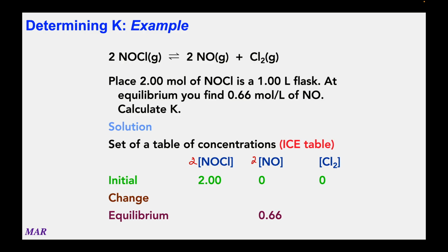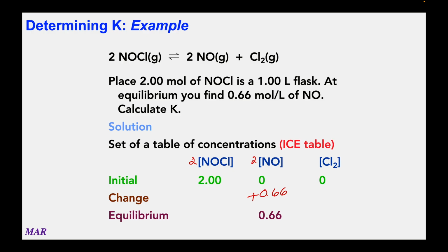Now, the change shows how much the NO in the middle column goes between the initial point and the ending or equilibrium point. And you can probably see that NO is increasing by 0.66 moles per liter. Remember, there was nothing to begin with, and at the end we had 0.66 moles per liter, so NO changed by 0.66 moles per liter.